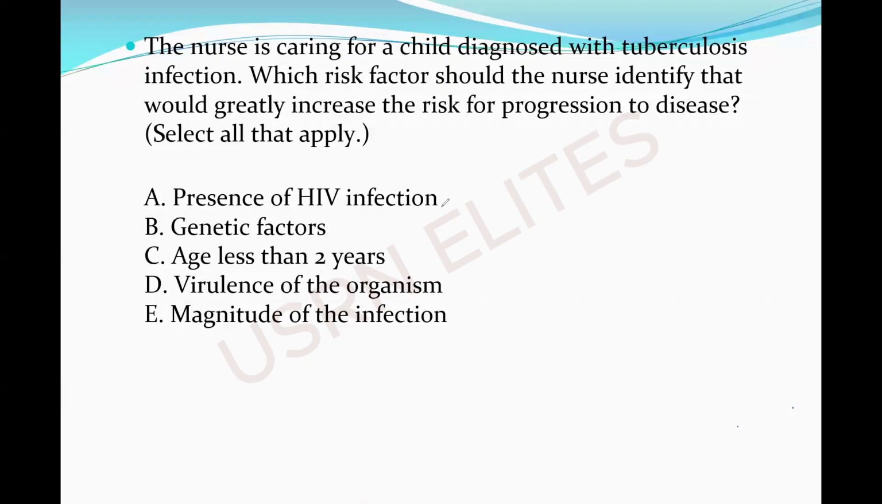Yes, it's part. What about the second one, is it part? No. The third one? No. Some are saying yes, some are saying no. Is it part? I think it is, because of age less than 2 years, their immune system is weak. Okay, let's put a dot on it.